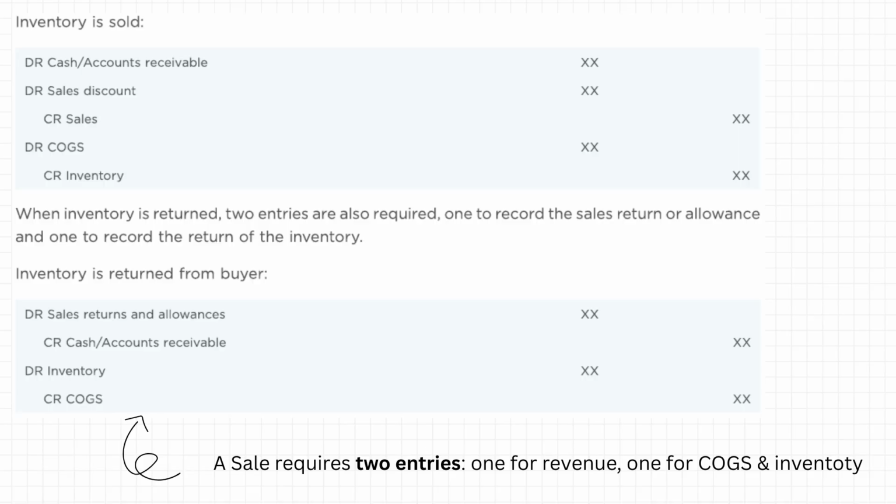And this right here is the absolute game changer. I'm serious. When you make a sale with a perpetual system, you make two journal entries. The first one, that's easy, it just records your revenue. But right away, you make a second entry. This one records the cost of goods sold and takes the item out of your inventory. So the main takeaway is the expense and the reduction in inventory happen at the exact same moment as the sale.